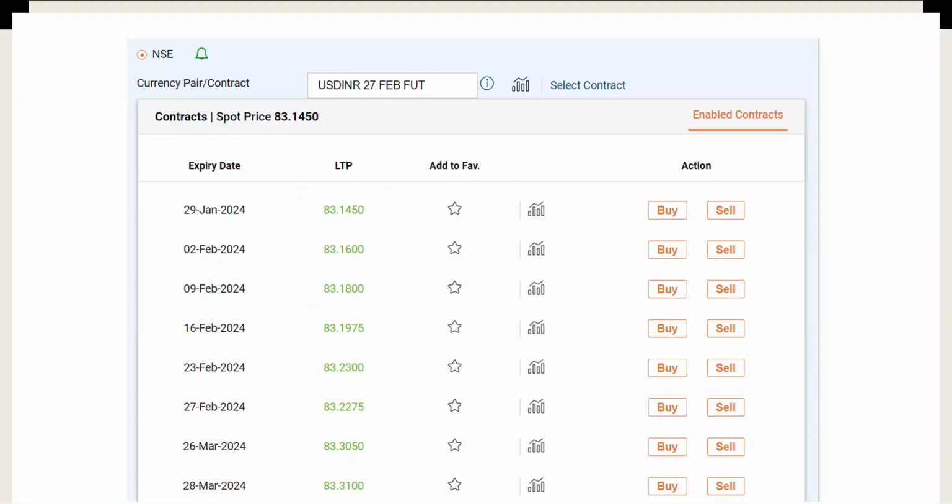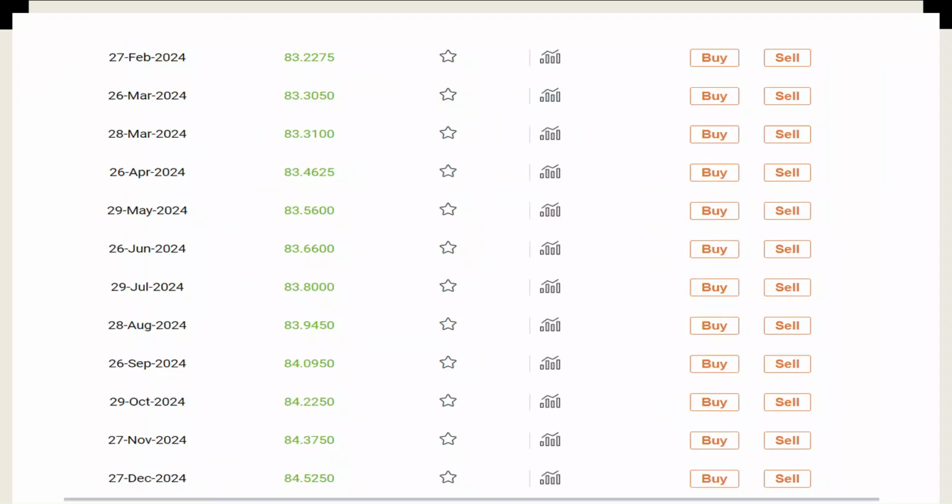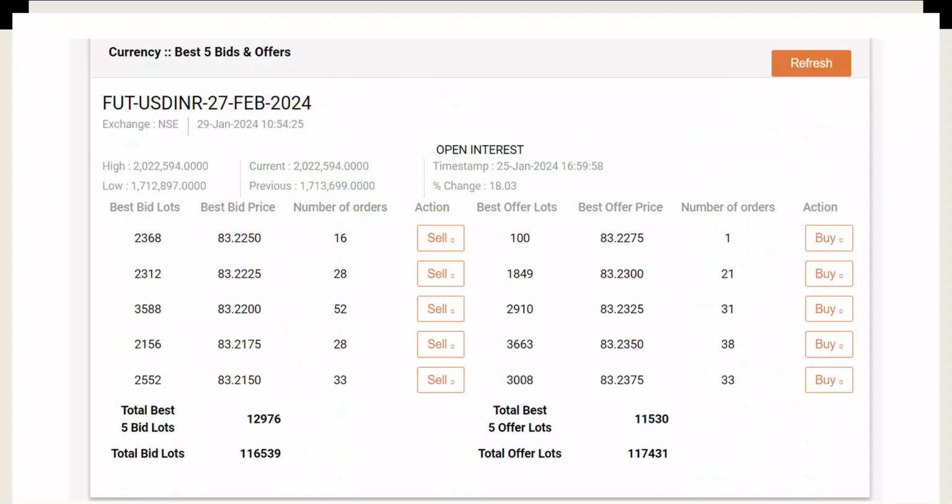तो ये हमने देख लिए, ये प्राइजेस थे, मैंने आपको स्क्रीनशॉट दिखा दी थी इसके अंदर सारी. Then this is the best bid and offer का स्क्रीनशॉट उस दिन का जो है.